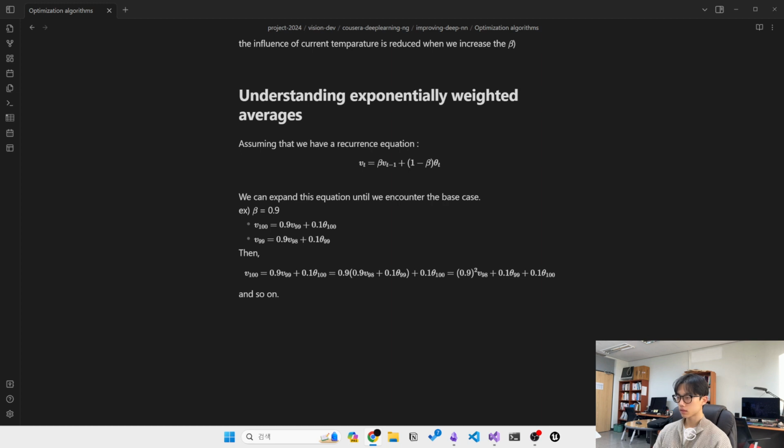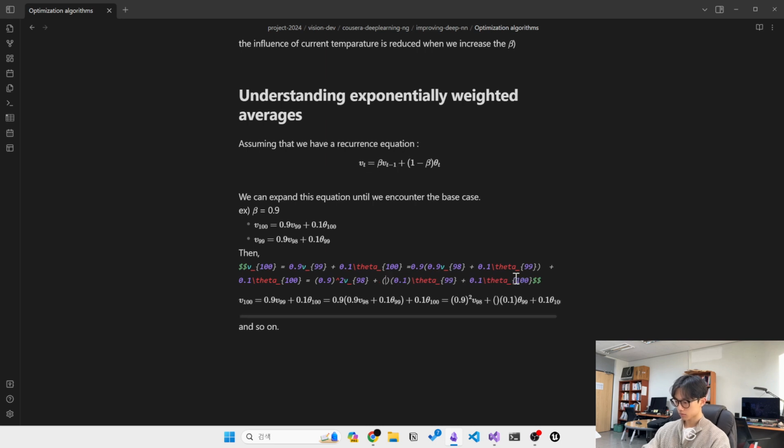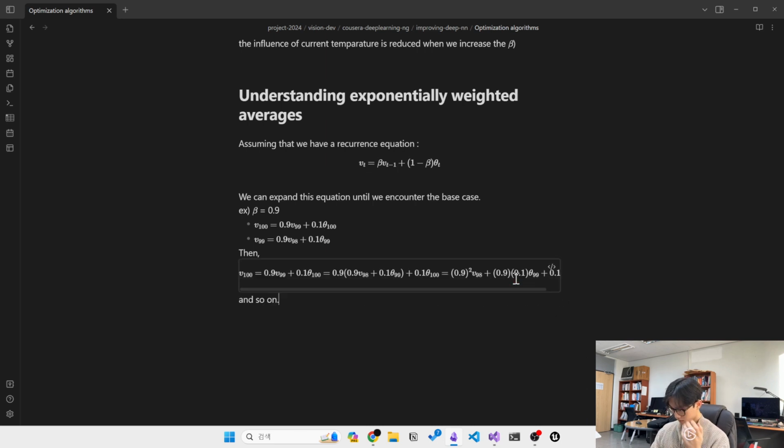So this is really a weighted sum, and thus a weighted average, of theta 100, which is the current day's temperature, if we're looking from the perspective of V100, which you calculate on the 100th day of the year. But it is a sum of theta 100, theta 99, theta 98, theta 97, theta 96, and so on.